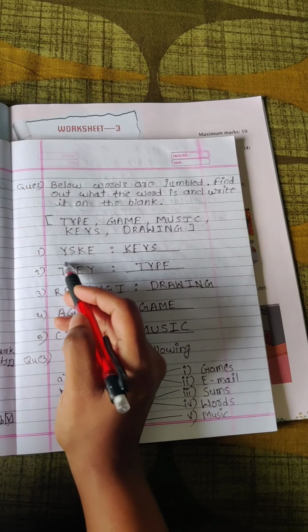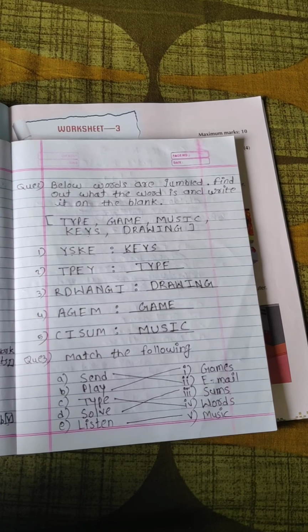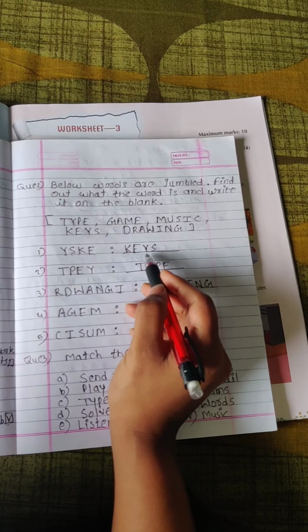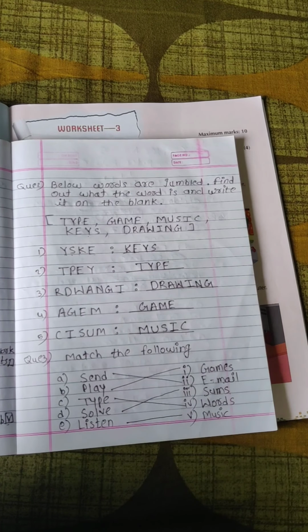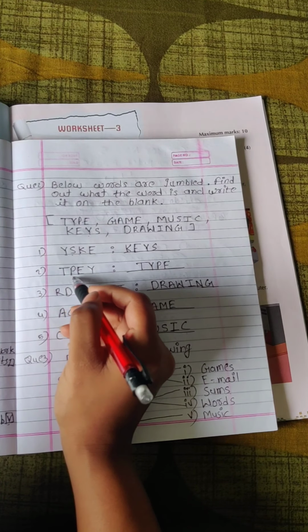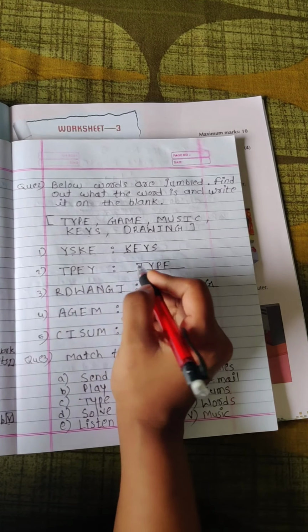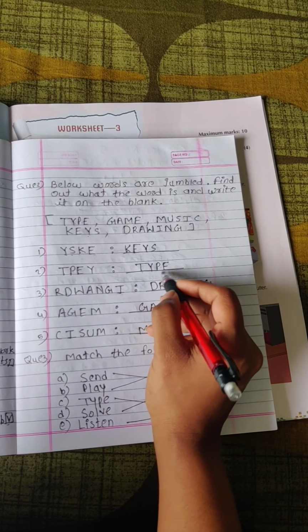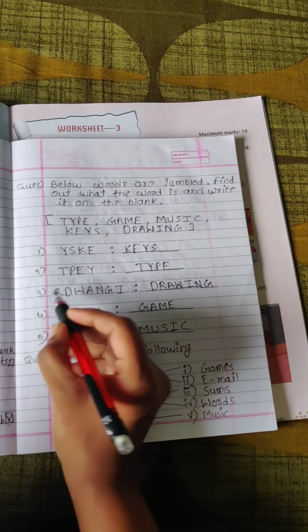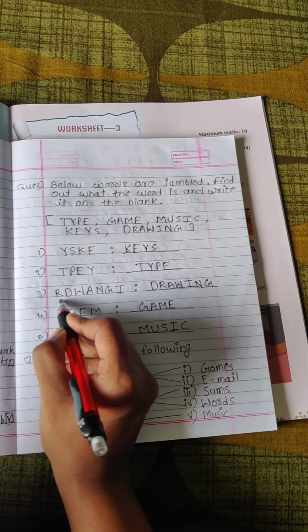So first is YSKE. The jumbled word is KEYS, keys. Then second is TPEY. The correct word is type. TYPE, type.